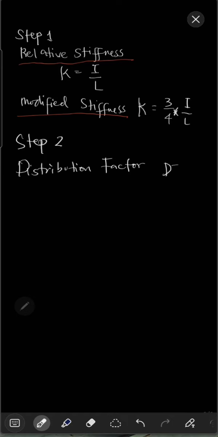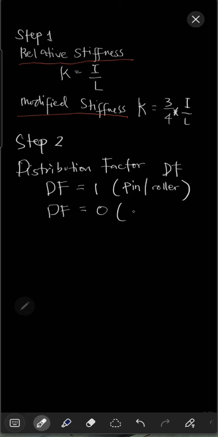Or DF. Okay. So, distribution factor, once nga imuhang end is a pin or a roller, DF for pin is equal to 1. Roller support. But if your support is fixed, so distribution factor is 0. Okay?